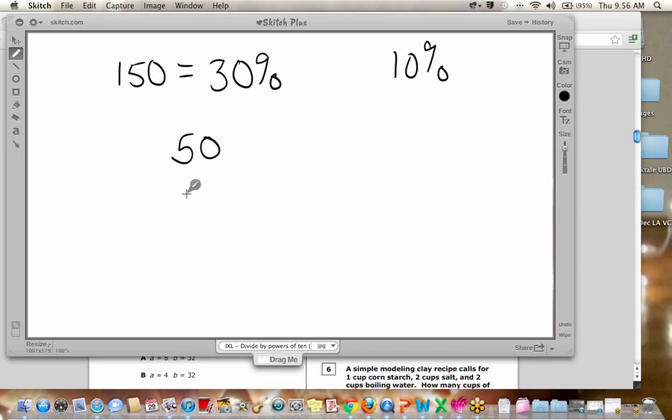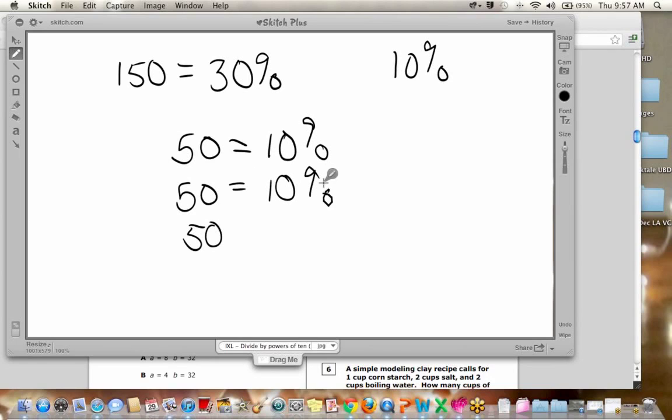50, right? So we could double check that. 50 plus 50 plus 50 equals 150. So 50 equals 10%. 50 kids or whatever. So now, if I know that 50 equals 10%, I can come over here and remember we're trying to figure out the other 70%. That's what we don't know.